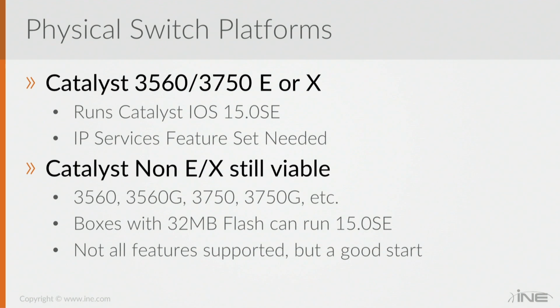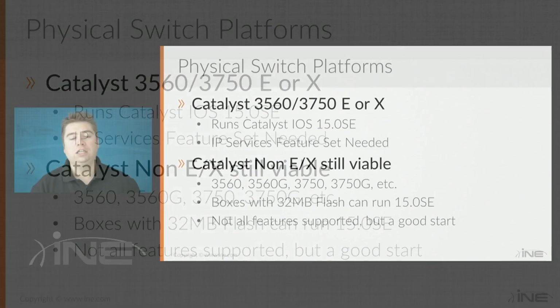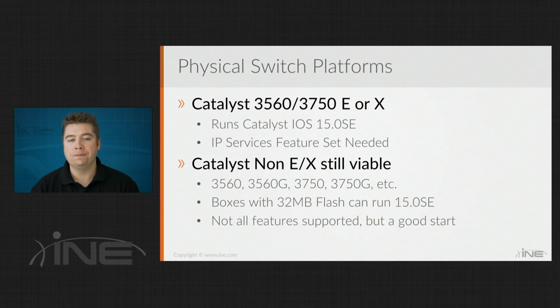The other issue, of course, with the physical boxes, if you use the E's or X's, you need the IP services feature set. So you have to buy the full license. It's not something like the previous IOS versions that just have it in the normal feature set. So these would be running, not the IP base, they would be running the universal image, and then you need to turn the IP services feature set on.